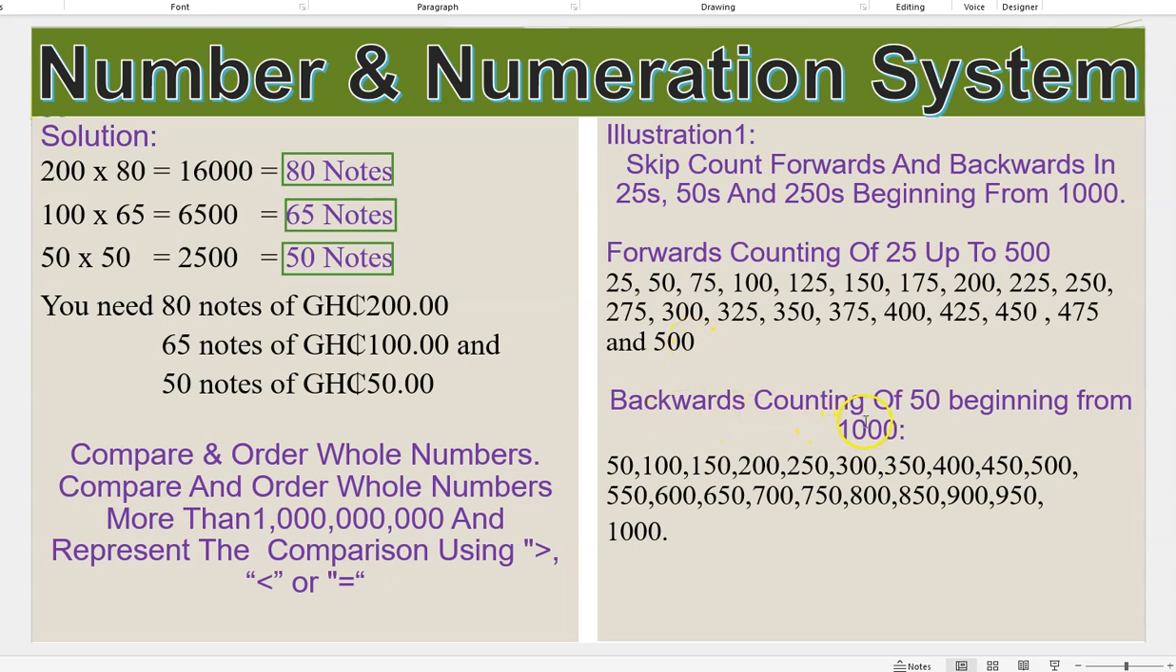Then we come to backwards counting of 50 beginning from 1,000. So there's 1,000. 1,000 minus 50 gives us 950. 950 minus 50 gives us 900. 900 minus 50 gives us 850. 850 minus 50 gives us 800. And this is what we call backward counting.